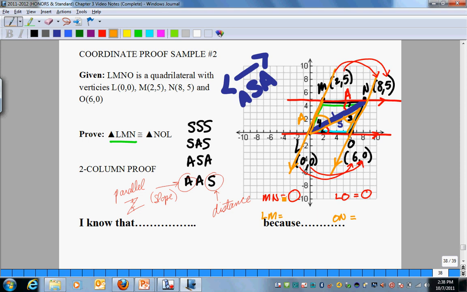Now we're going to do slope, the orange. Again, y minus y. So I'm going to go 5 minus 0, that's 5, over 2 minus 0 is 2. And O to N, y minus y, 5 minus 0 is 5, over 8 minus 6 is 2. Now I notice my slopes are the same. My slopes are the same, the lines are parallel.